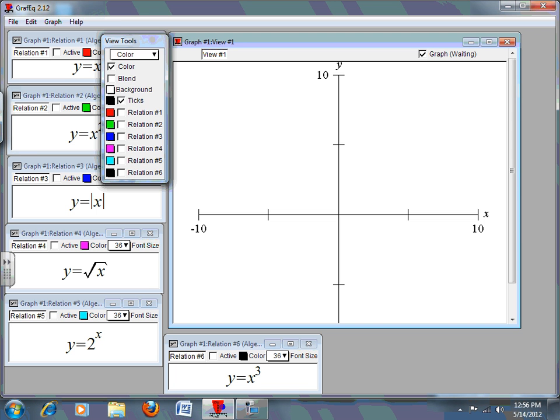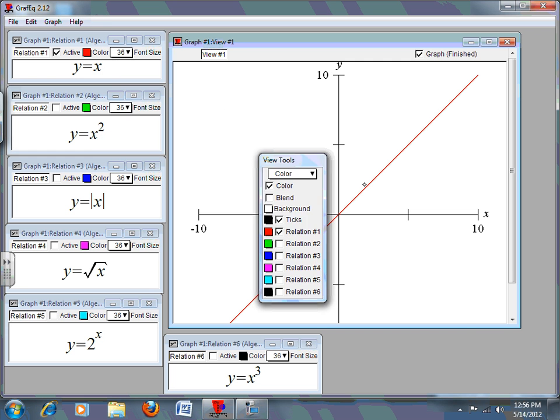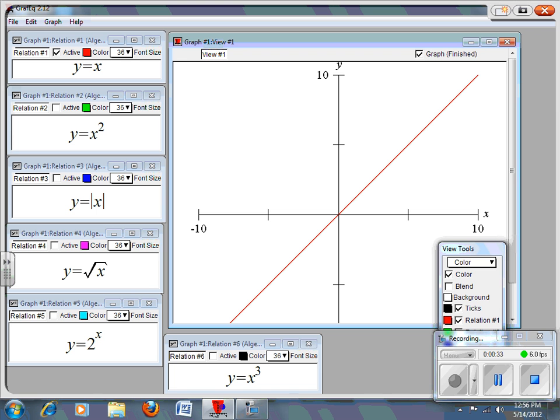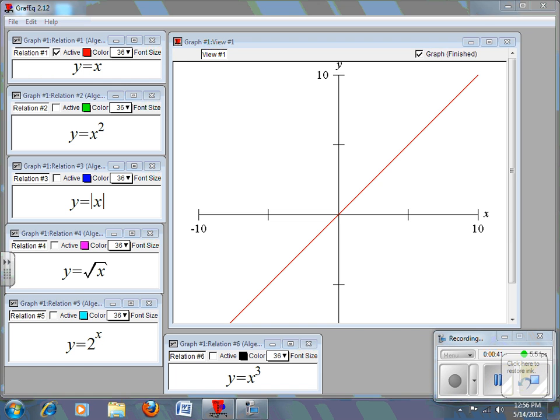Let's take a look. If I click relation 1, this is a graph of y equals x. Notice it just makes a straight line. This one happens to be increasing. And also, it's important to note that it goes through the origin (0, 0). That'll be a common feature on almost all of these parent functions.